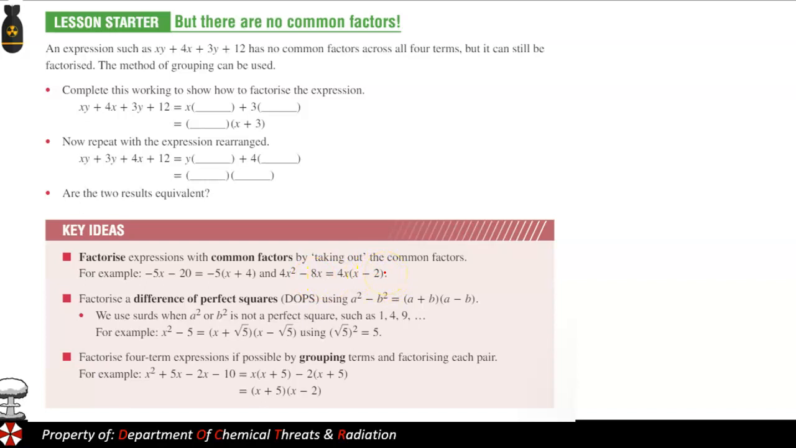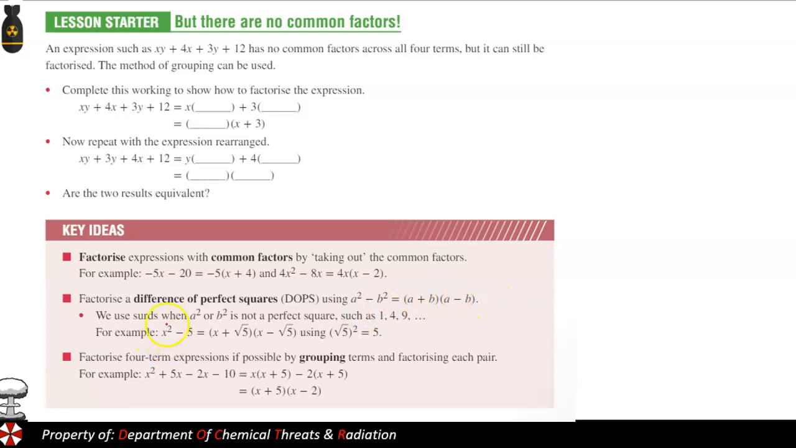The next thing we're going to look at a little bit later is using the difference of two squares, or difference of perfect squares. We saw this last year in a more basic example, but we can now apply that to quadratics. So the difference of perfect squares is that if you have a squared minus b squared, that's equal to (a plus b)(a minus b).